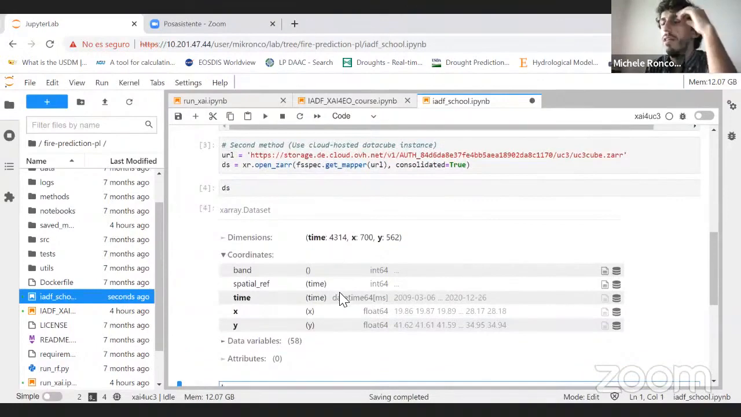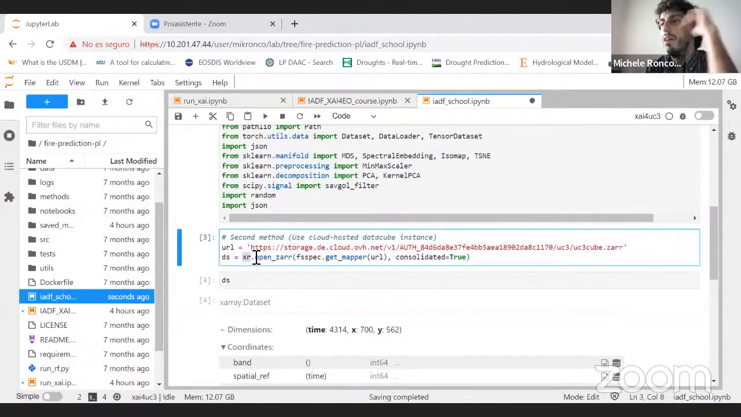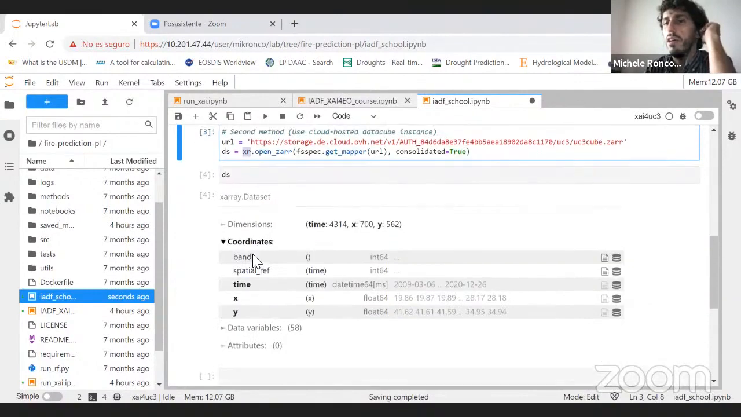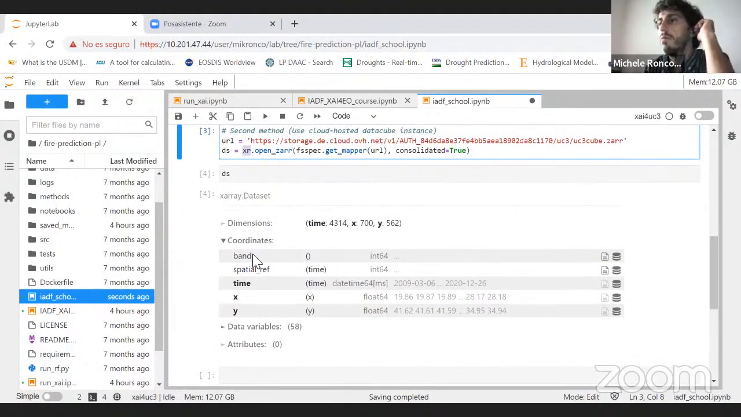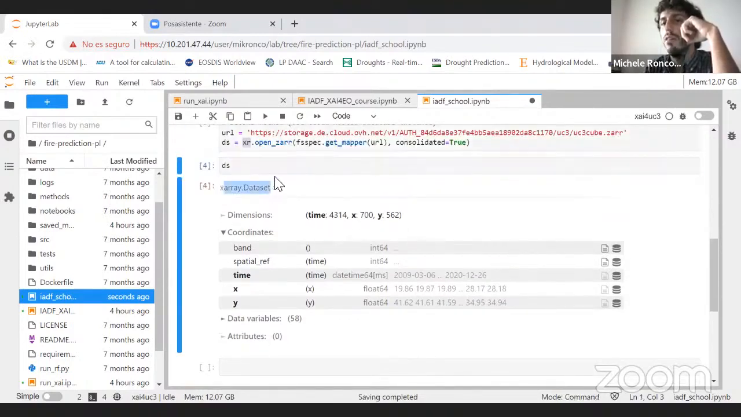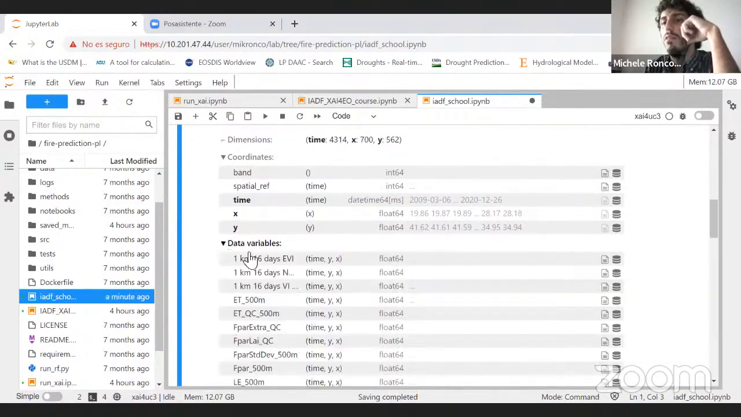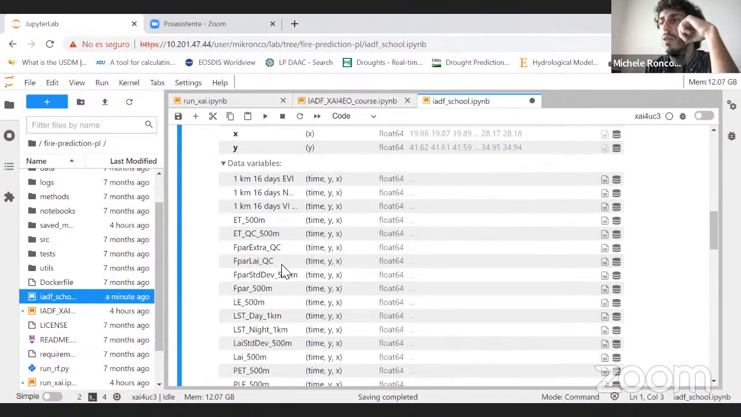I don't know how many of you have some experience with xarray, which is a package used to open NetCDF files and other georeferenced arrays and matrices. In this case, the data are patches over Greece of different areas containing several variables. Once you open a dataset with xarray, you have this xarray dataset. It tells you the three dimensions of the cube, time, x and y. And then you have the list of all data variables contained in the cube.